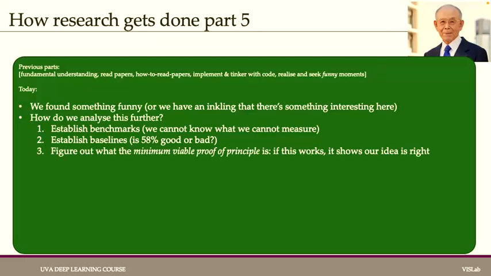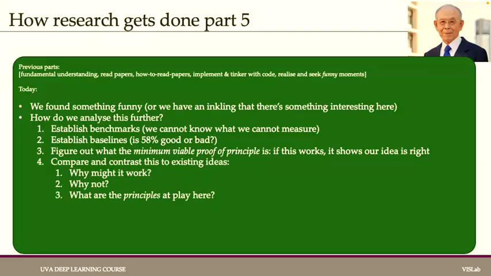You would think about, okay, what could be a minimum viable proof of principle? What could be the smallest experiment that we can do that shows that our idea makes sense? And then it's always important to compare and contrast it to existing ideas. Why might it work? Do we have any previous evidence from other works that this sort of thing could work? Why might it not work? And what are the principles at play here? Of course, you go over these things multiple times, so it's really not a linear process as I'm writing it out here. And next time I'll talk a bit about when to give up and when not.